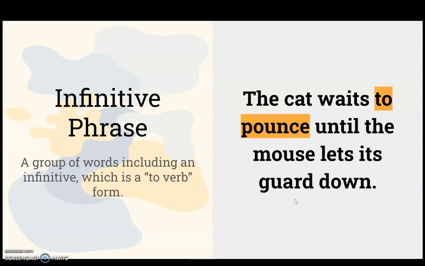There's another type of phrase called an infinitive phrase. If you're taking any foreign languages like Spanish, you will probably have to learn some infinitives, which is the to-blank of the verb, where we haven't modified it based on who's doing the thing. So one infinitive phrase here is the cat waits to pounce until the mouse lets its guard down. That's an infinitive phrase that is also a chunk of language that serves to be part of the verb.